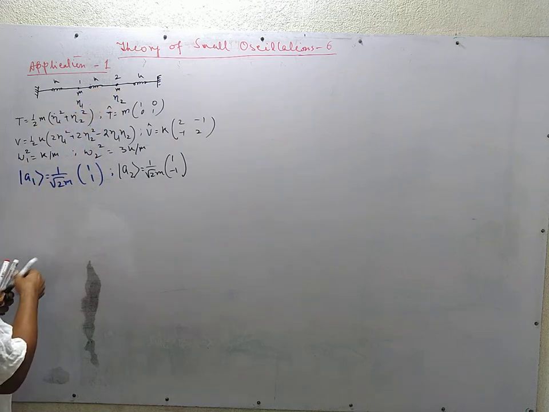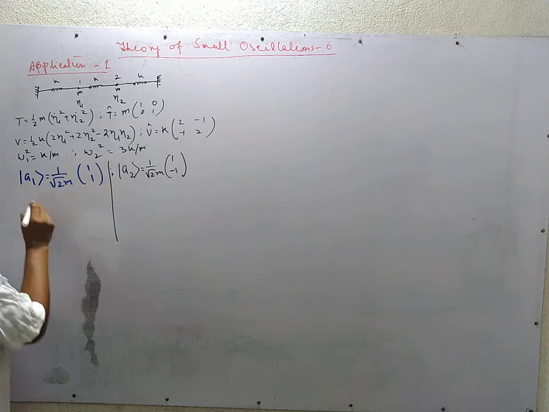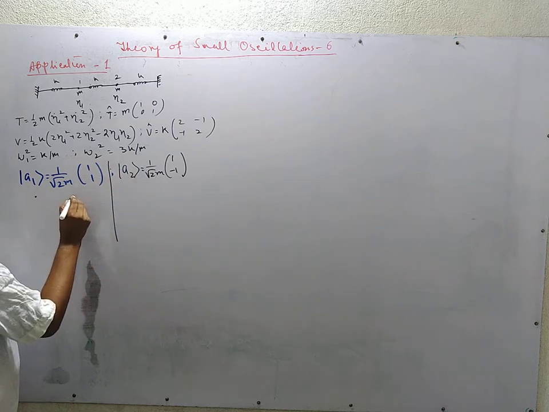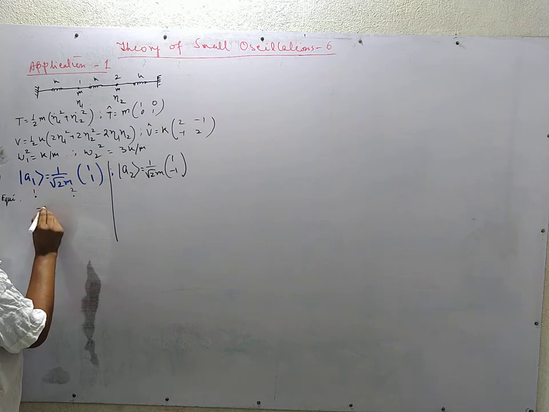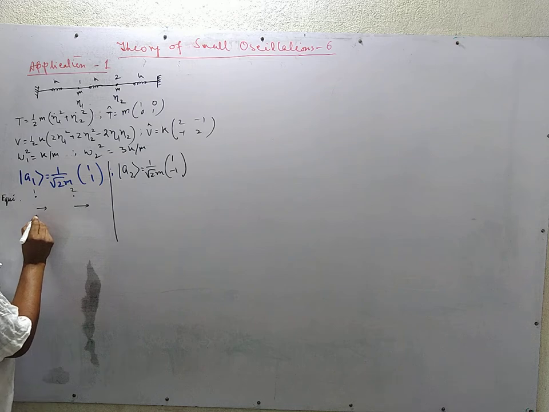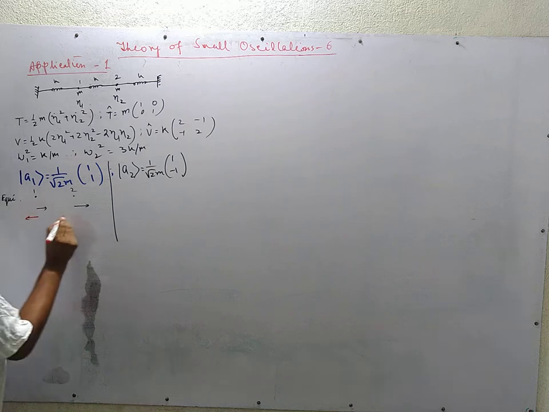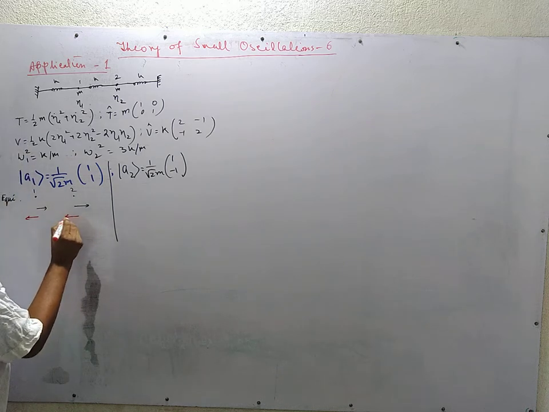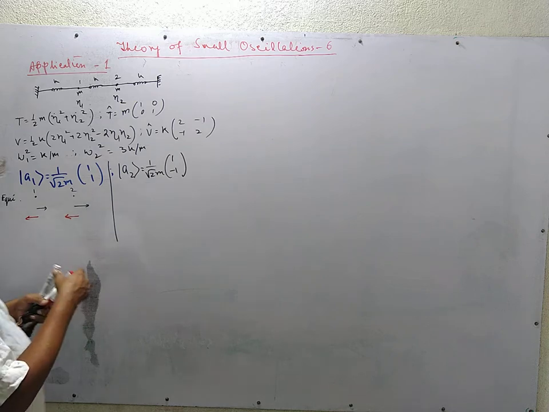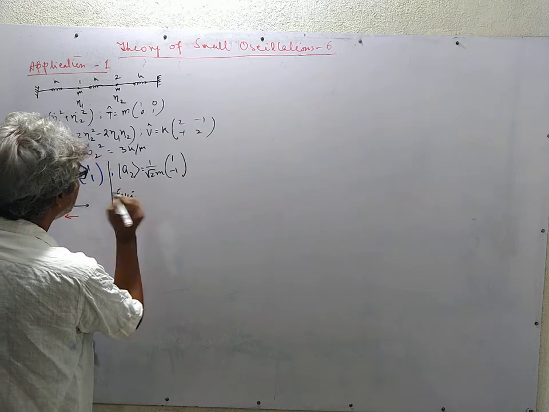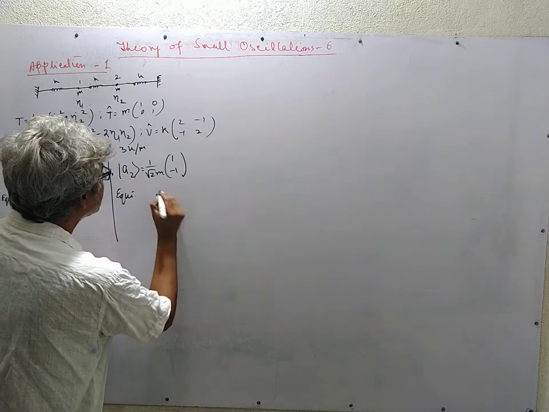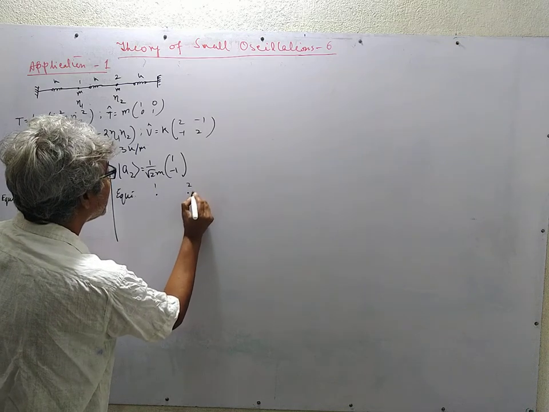So this eigenvector means this is the equilibrium position of particle 1 and 2. Either both shift towards the right, or the other possibility is that they both move towards the left. And for this other case, the equilibrium position is this. Particle 1 is over here and particle 2 is over here.